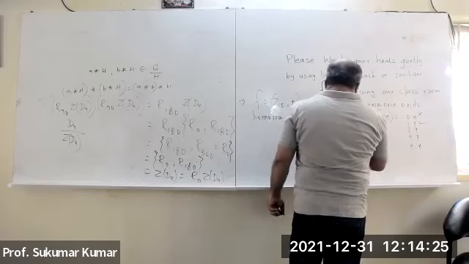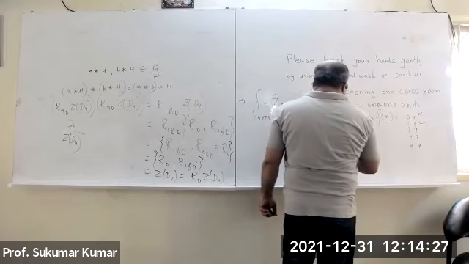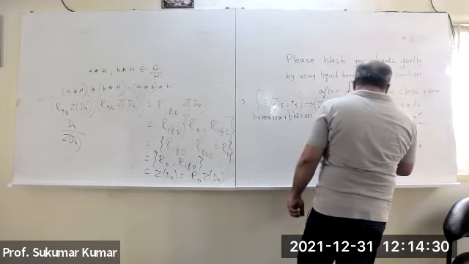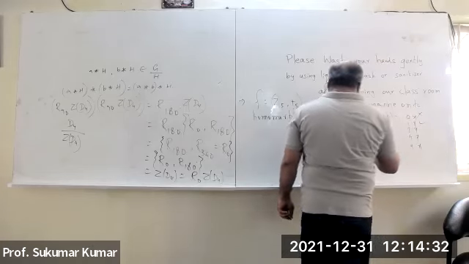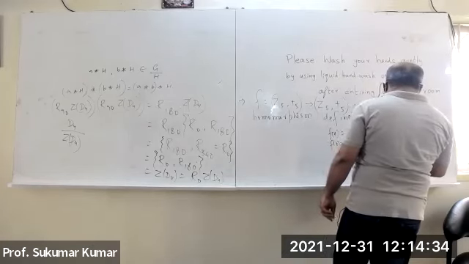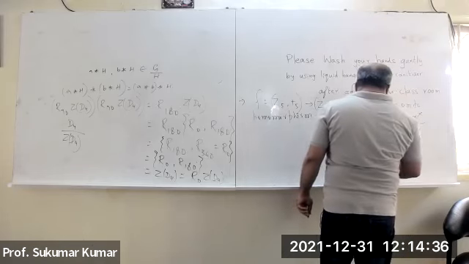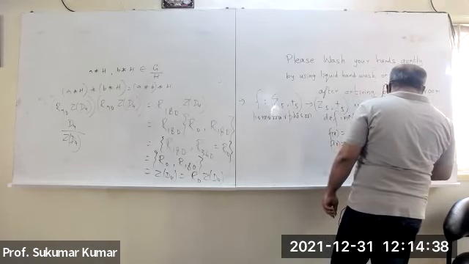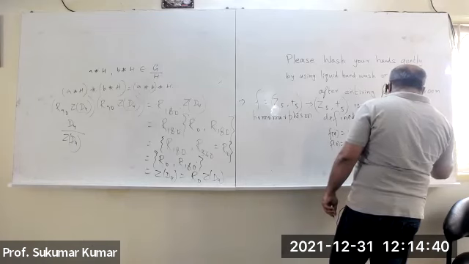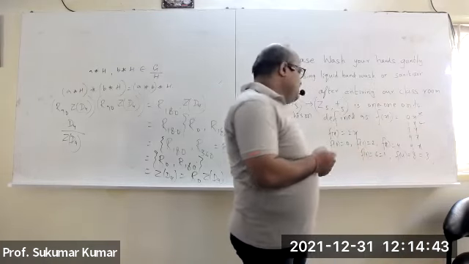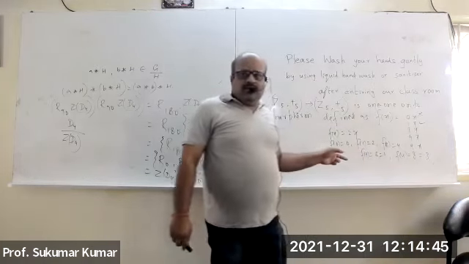If you go, f(0) is 0, f(1) is 2, f(2) is 4, f(3) is 6, modulo 5 is 1, f(4) is 8, 8 modulo 5 is 3. No repetition. So one-one mapping, one-one onto.